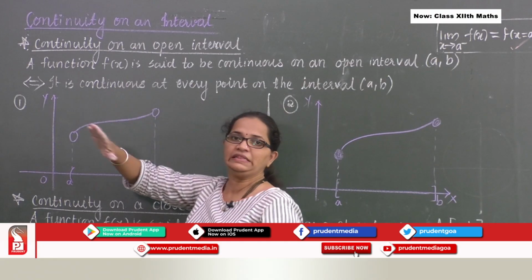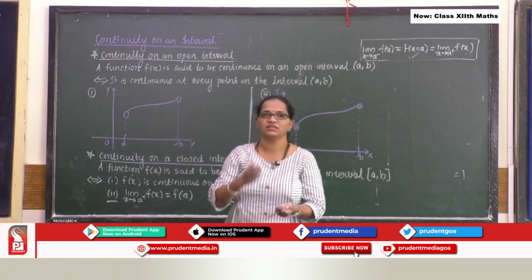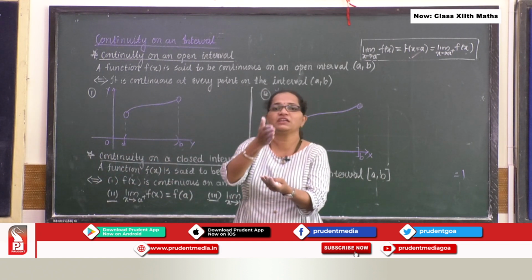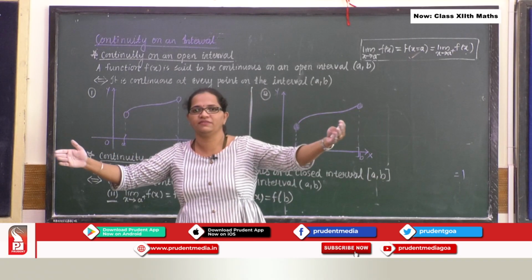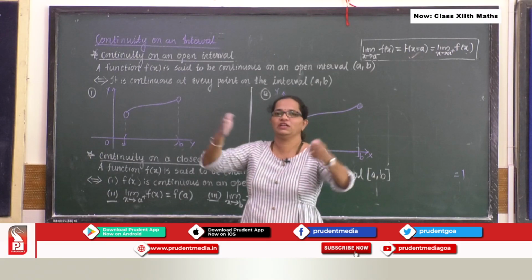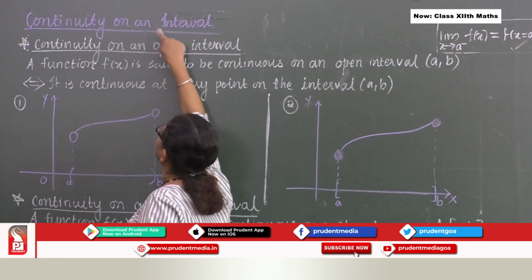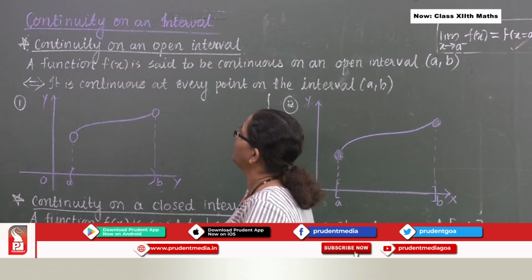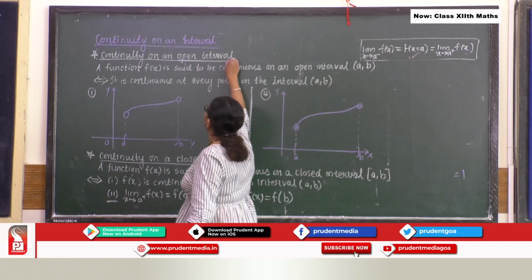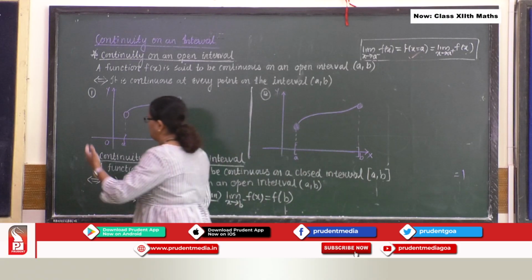Let us go to the next topic of continuity. Now what we are doing over here is, from one particular point we are talking about continuity over the interval. So from one point we are proceeding further for the given interval. So here we are discussing continuity on an interval. Over here we have two kinds of intervals. One is open interval, second is closed interval. Okay, so let's proceed further one by one.